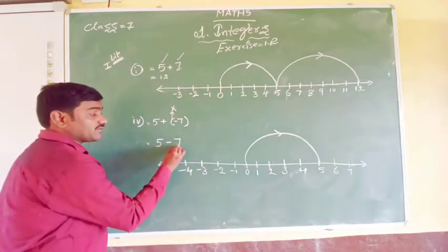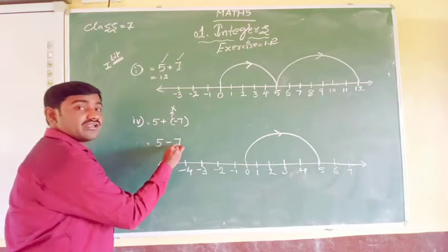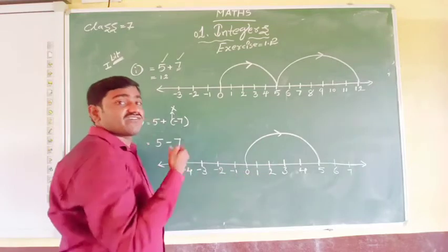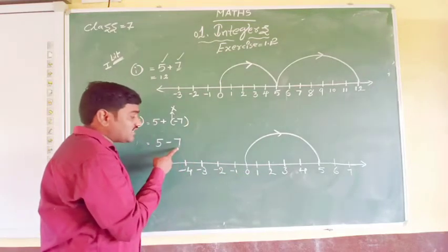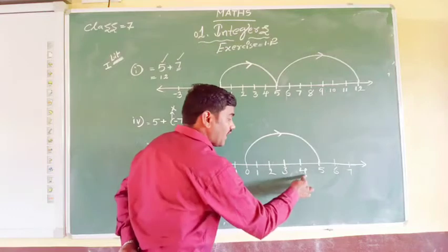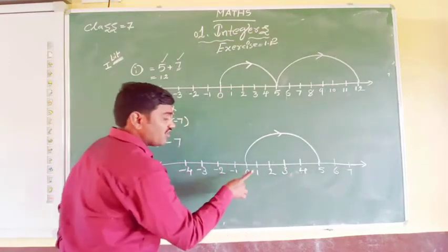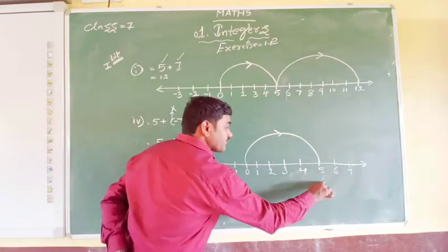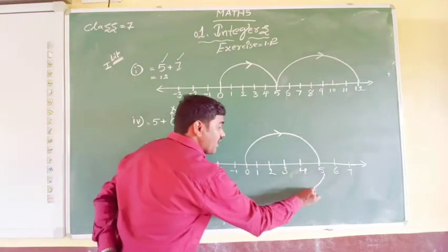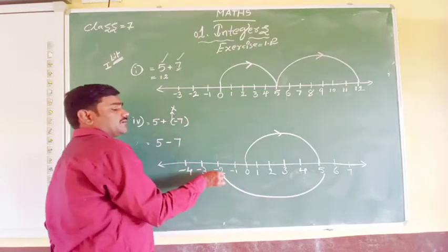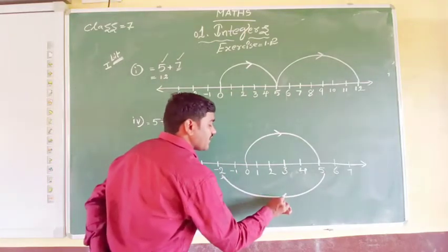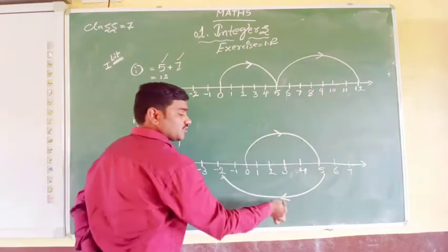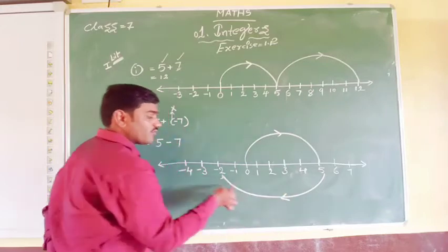From that, what is the next number now? Minus 7. So if there is a negative number, what do I say? We have to move to the left side of the number line. How many steps do you have to go left here? 7. So let's count. 1, 2, 3, 4, 5, 6, 7. So we reach here. From 5, we move 7 steps left on the number line. This arrow mark shows that we are moving left.